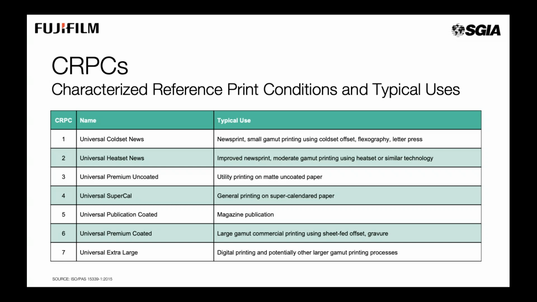They're based on cold set news, heat set news, a premium uncoated stock, a super calendared stock, publication base, and premium coated, and then there's a universal extra large that is based on an average of some digital devices. So these 7 print conditions, we should be able to take an inkjet device and align it to these through the use of profiles.